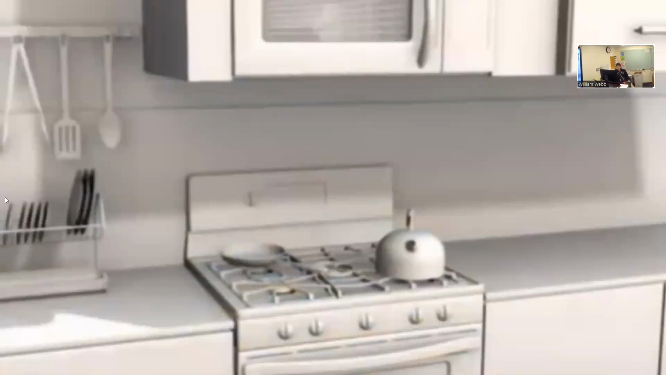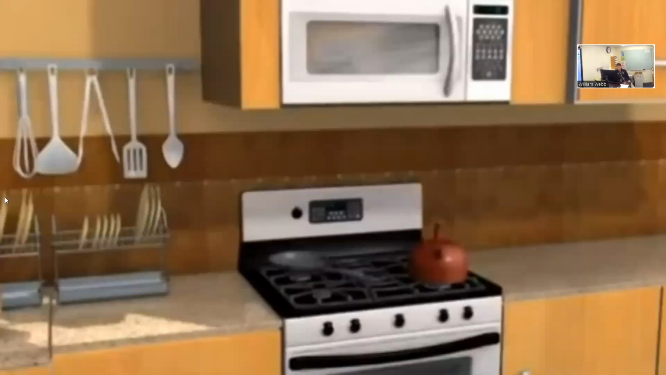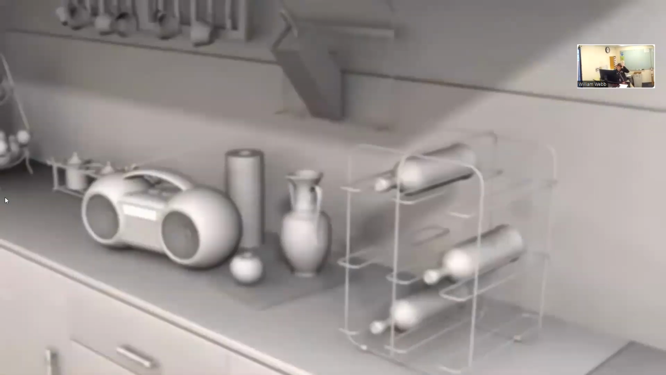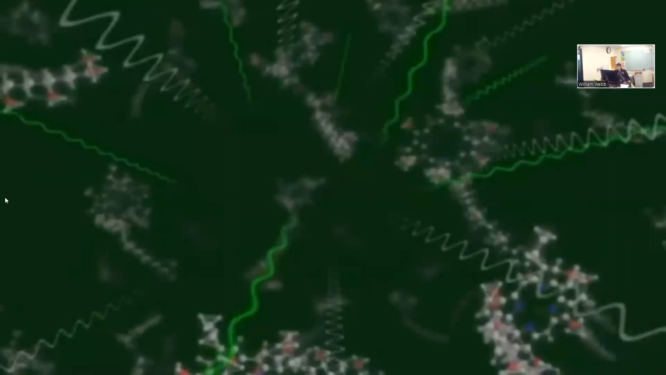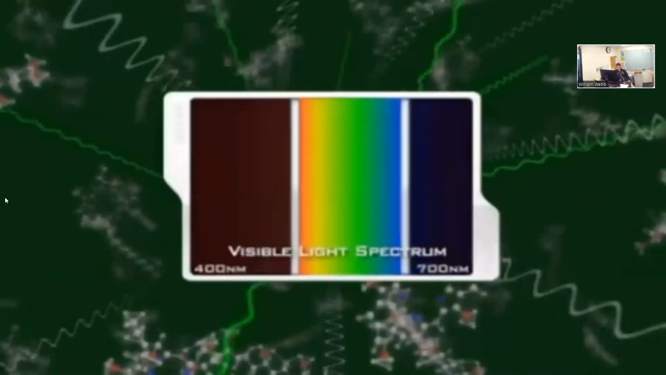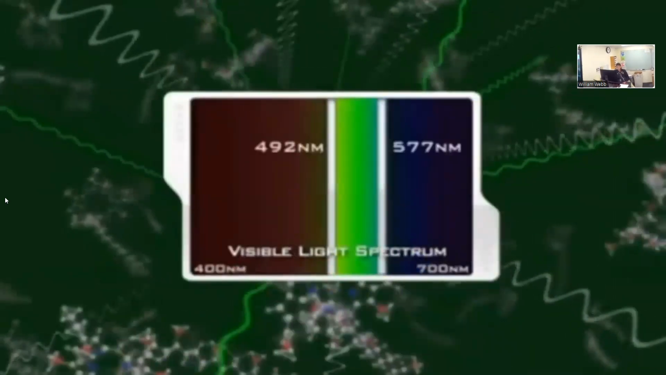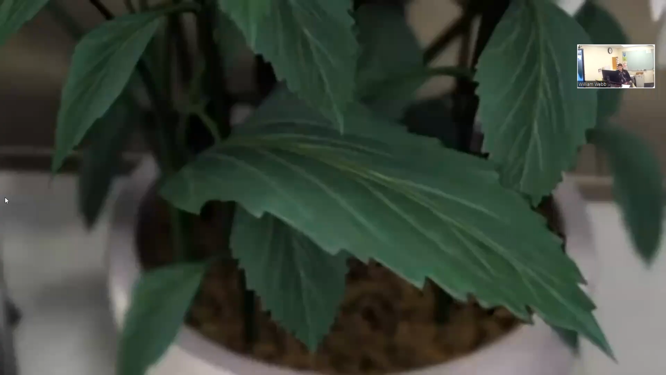Objects appear to have color because EM waves interact with their molecules. Some wavelengths in the visible spectrum are reflected and other wavelengths are absorbed. This leaf looks green because EM waves interact with the chlorophyll molecules. Waves between 492 and 577 nanometers in length are reflected, and our eye interprets this as the leaf being green.